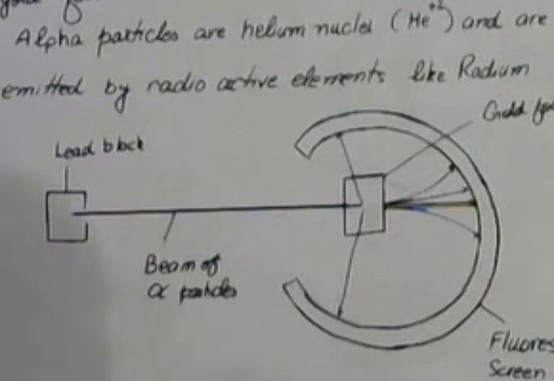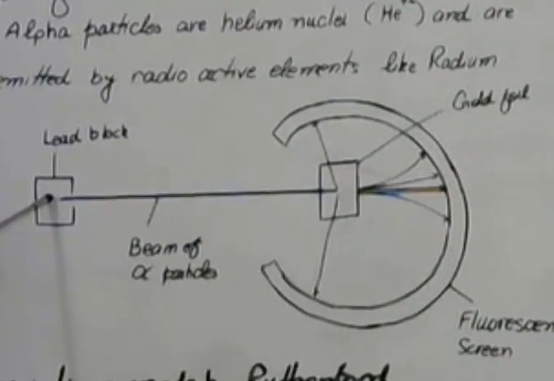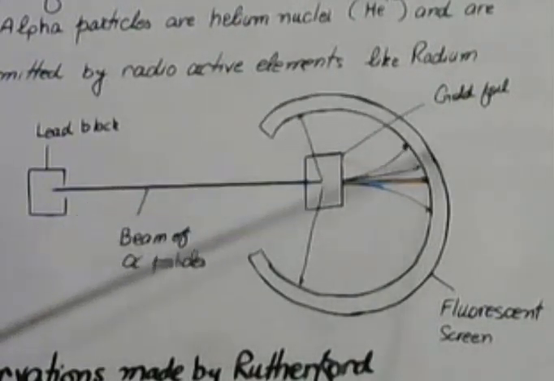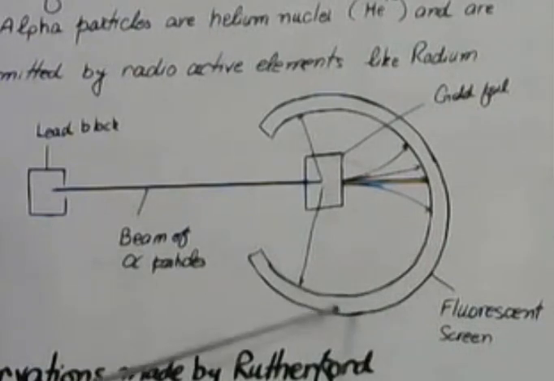First of all, we see the schematic diagram of the experiment, in which he used a source of radioactive element for the bombardment of alpha particles. He used a very thin gold foil, and a fluorescent screen coated with zinc sulfide. Actually, the purpose of this experiment was to understand the existence of positive and negative charged particles in the atom.